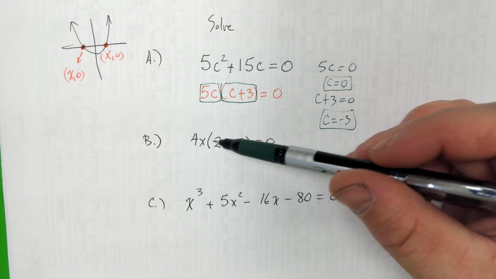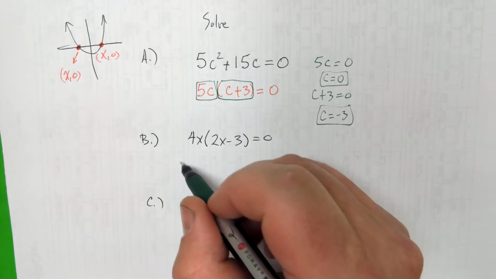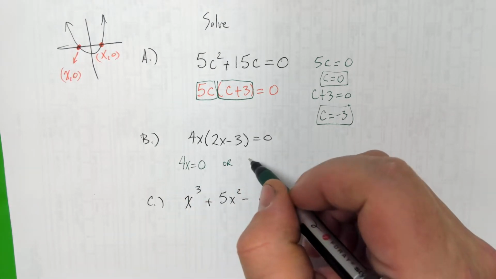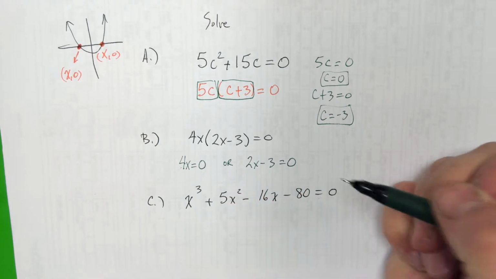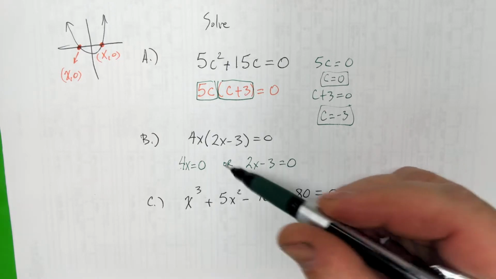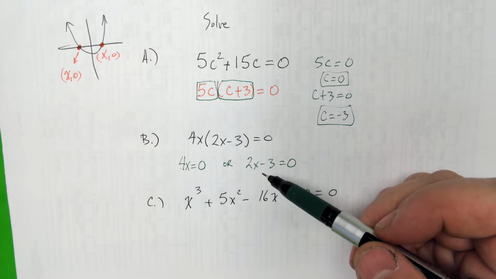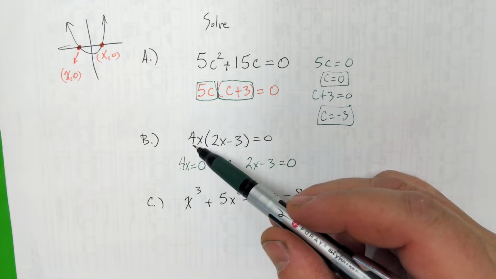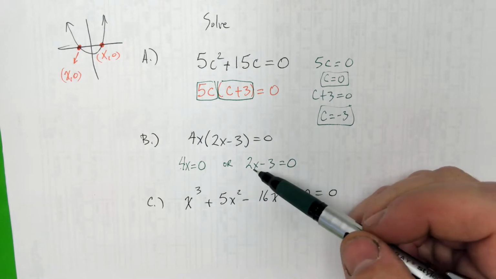This one's factored for us, right? So all we have to do is take each factor and set them equal to 0. So 4x equals 0, or 2x minus 3 equals 0. One of those two has to be true. Alexa, do you understand why one of these two things has to be true? I didn't understand again. Okay, then here, watch. So either this 4x equals 0, or this equals 0.